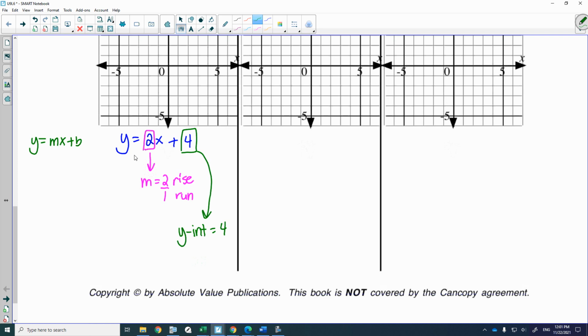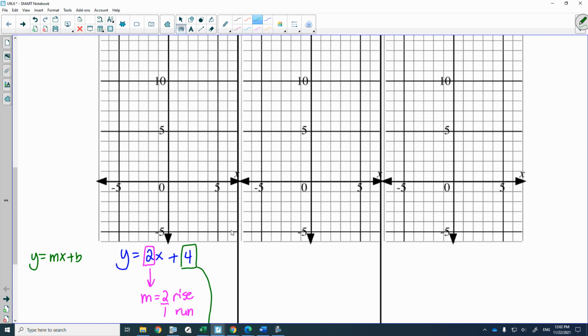What you do when you're told to graph this is you always need a point and then you follow your slope. So the point that they give us is the y-intercept. That's 4. So you'd go to your graph and put 4 down. Once your point is on your grid, you follow the slope. Rise 2, run 1. Rise 2, run 1.